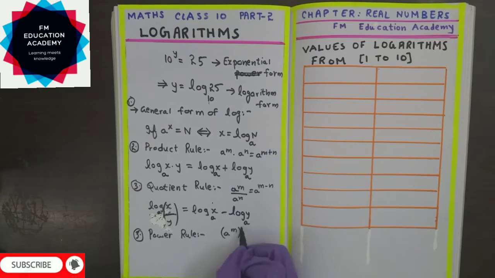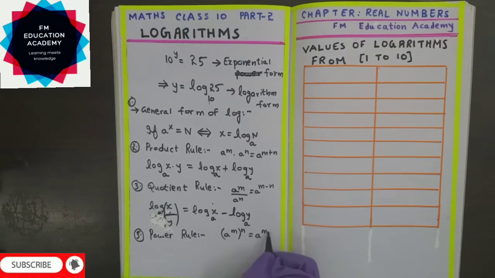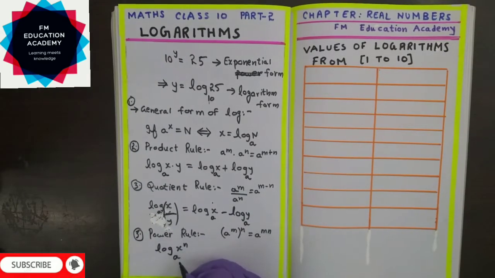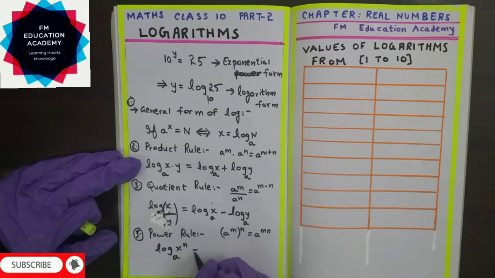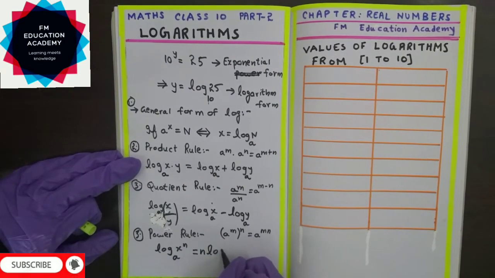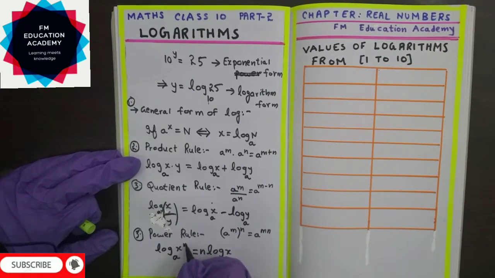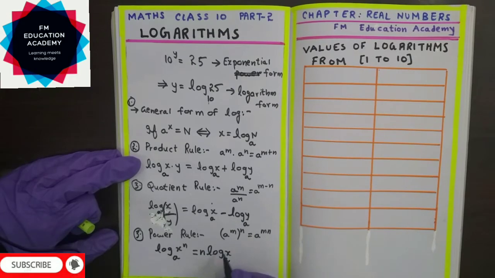In exponents, we saw that a power m whole n can be written as a power mn. Similarly, in logarithms, we have the power rule, log x power n to the base a. That is, here we are applying a power. Log x power n to the base a is n log x to the base a. That is, the logarithm of a power is equal to the exponent times the log of the number. This can also be written as log x power n is equal to n log x, or as log x power n to the base a is equal to n log x to the base a.